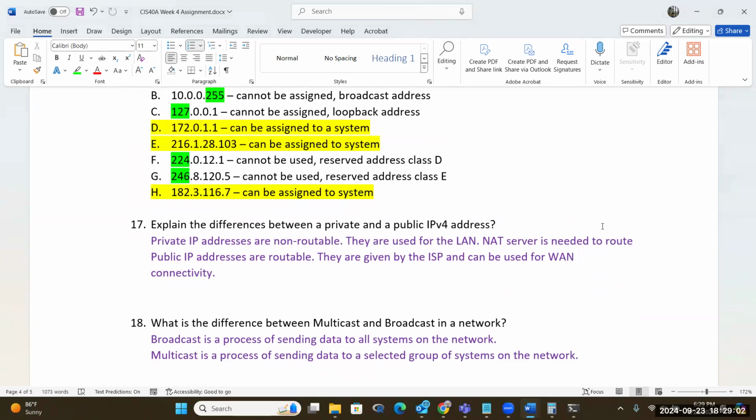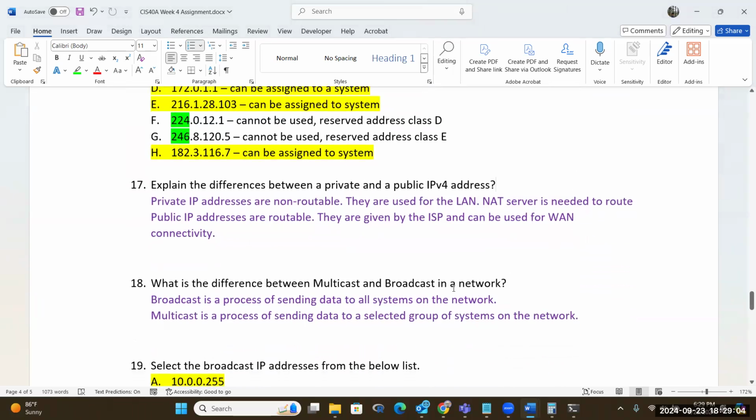Okay. Understand, earlier we talked about multicast group in class D. So what's the difference between multicast and broadcast? Broadcast is sending data to every system on the network, all the systems, whereas multicast sends data to a selected group within the network.